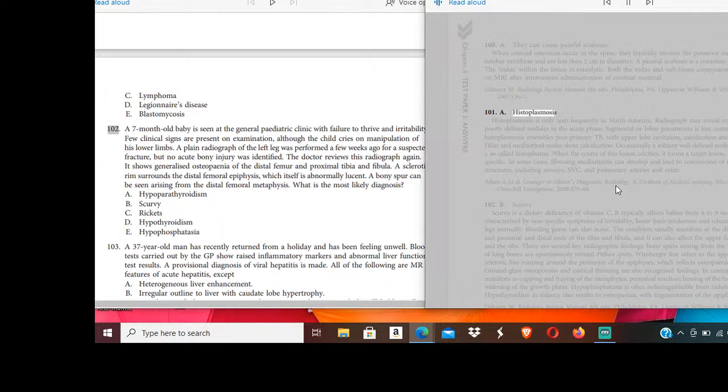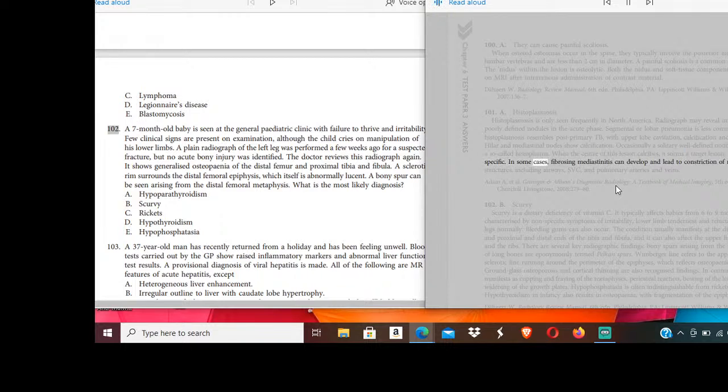101. A. Histoplasmosis. Histoplasmosis is only seen frequently in North America. Radiograph may reveal multiple poorly defined nodules in the acute phase. Segmental or lobar pneumonia is less common. Chronic histoplasmosis resembles post-primary TB, with upper lobe cavitation, calcification and fibrosis. Hilar and mediastinal nodes show calcification. Occasionally a solitary well-defined nodule may form, a so-called histoplasmoma. When the center of this lesion calcifies, it forms a target lesion, which is very specific.